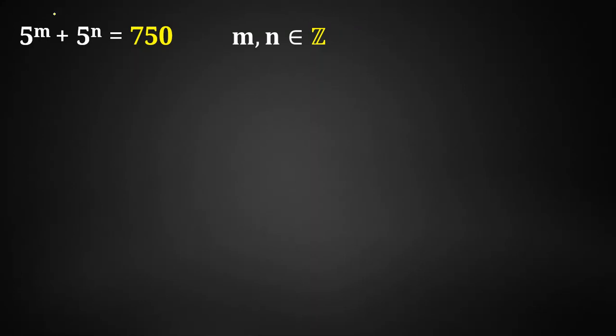5 to the m plus 5 to the n equals 750. We want to find m and n. M and n are integers. So in the first case, suppose that m and n are, let's say, at least 0.